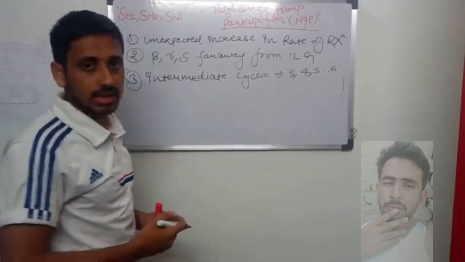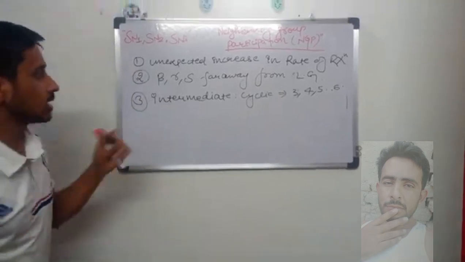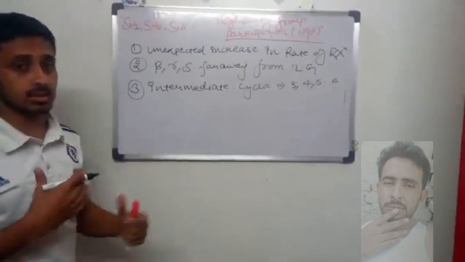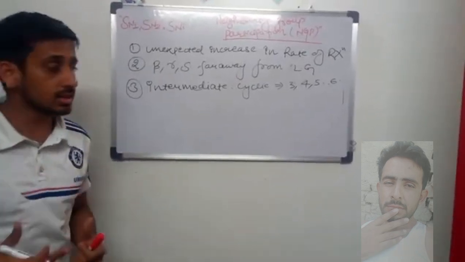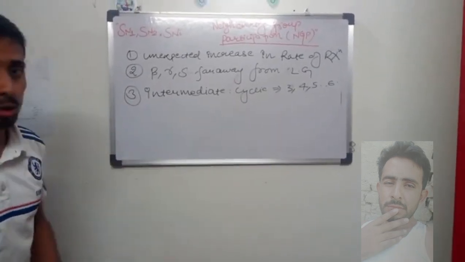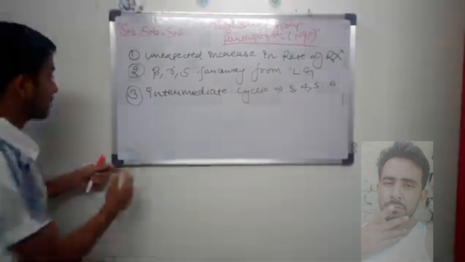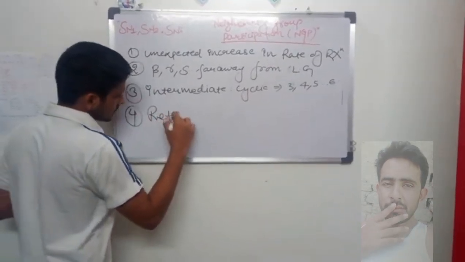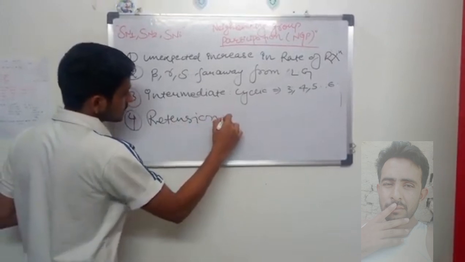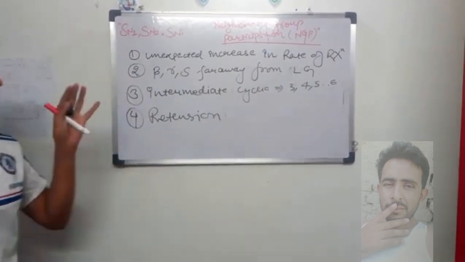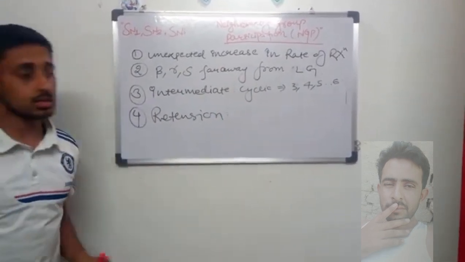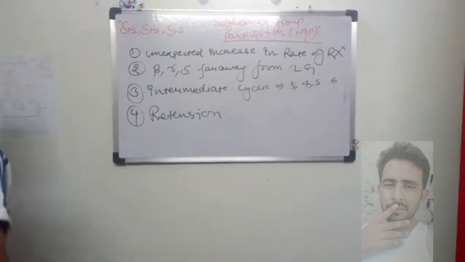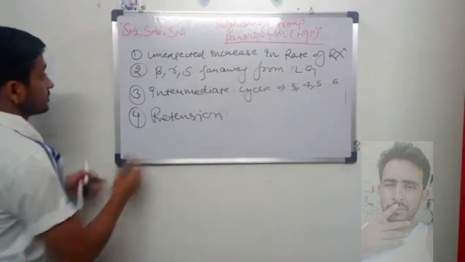So the smaller the ring, the greater will be the rate of reaction, because when the ring is small there will be high strain in the molecule and it will try to open as fast as possible. Coming to the fourth very important point, which is retention of configuration. In a normal SN2 reaction there will be inversion of configuration, while in case of NGP there will be retention of configuration. Now let's discuss these points in detail.